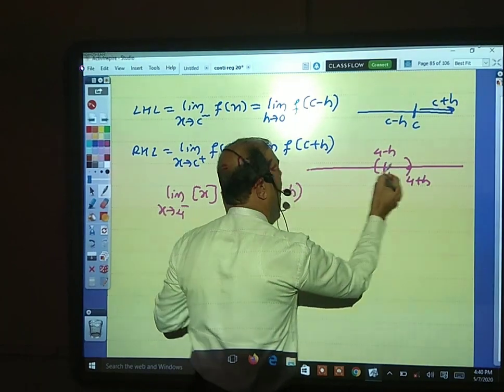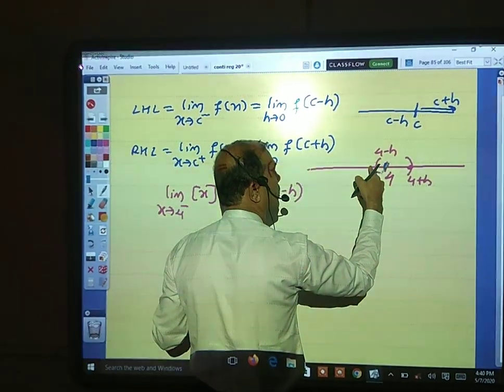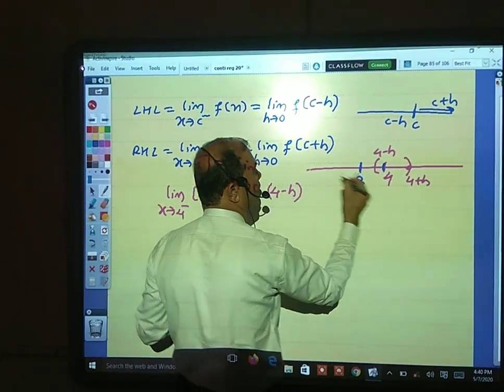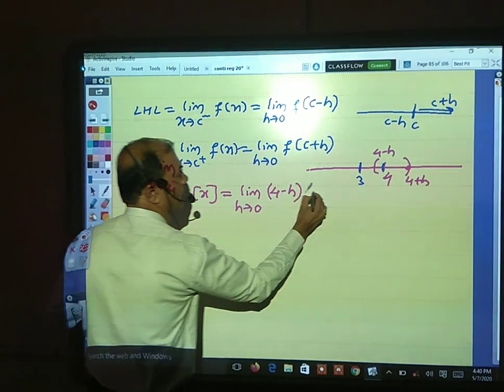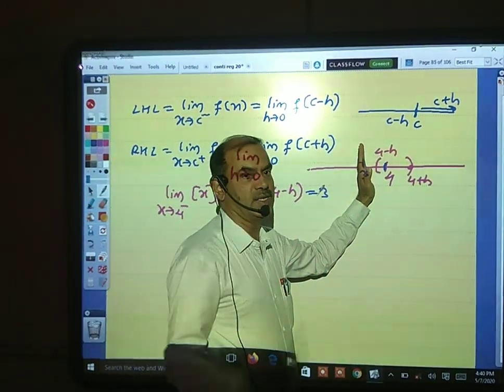What is the greatest integer? Greatest integer which is less than 4 minus h. Definitely it is 3. If 4 minus h, the greatest integer less than that is 3.